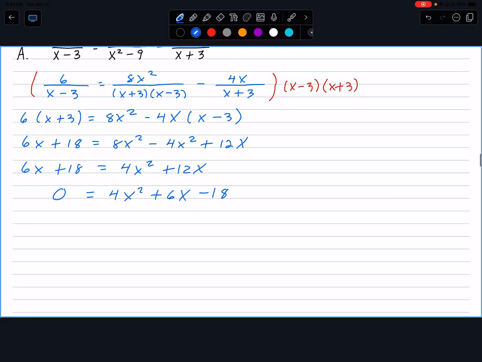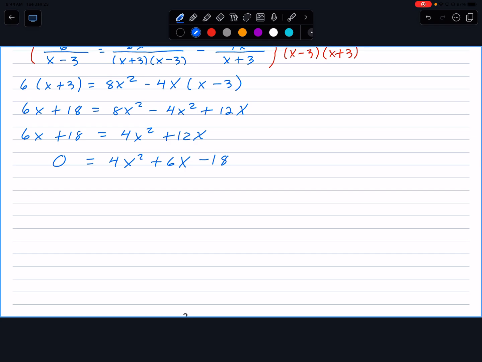From there, 2 goes into all 3 of those, so I'm going to actually divide everything by 2. So I get 2x squared plus 3x minus 9. And then from there, I'm going to see if this factors. I think it's going to factor.